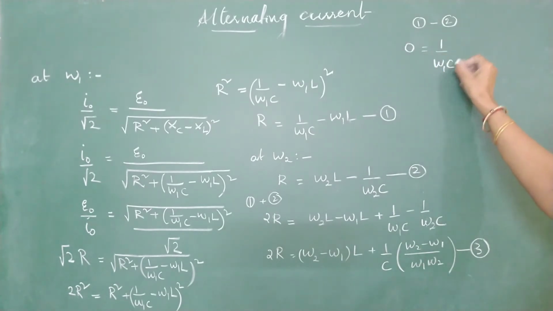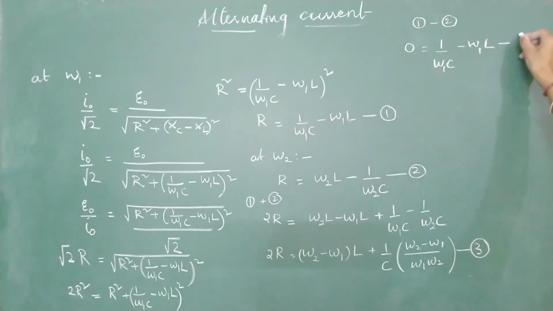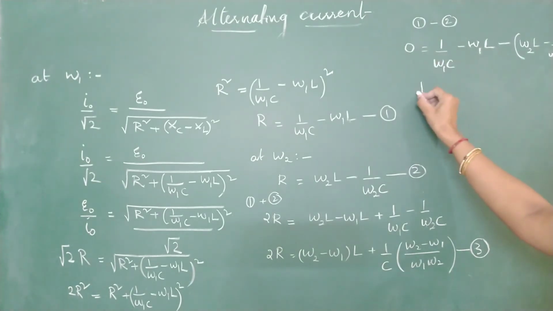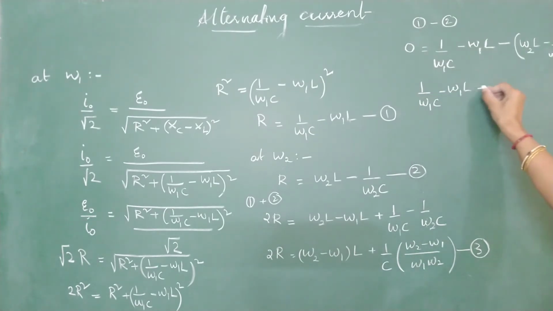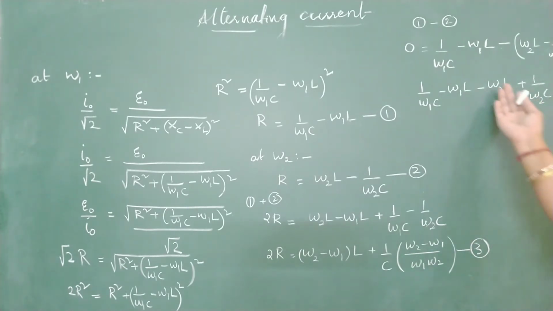1 by omega 1C minus omega 1L. Okay, first equation minus this term: omega 2L minus 1 by omega 2C. Anyway, this is equal to 0. Simplify this relation. 1 by omega 1C minus omega 1L minus omega 2L plus 1 by omega 2C should be equal to 0. Bring all L terms on one side and C on the other side.